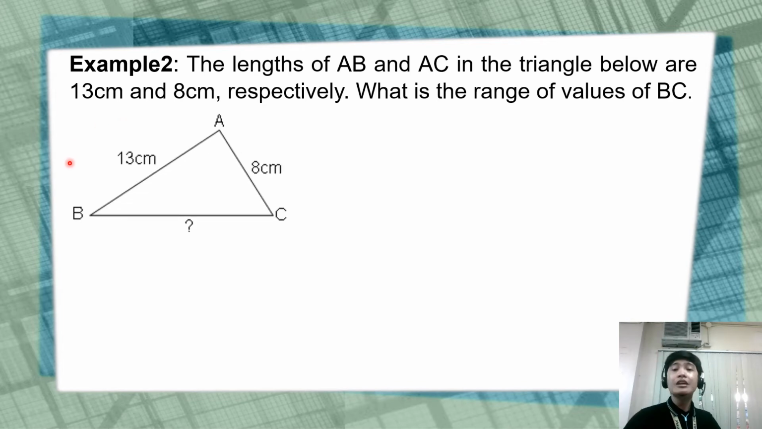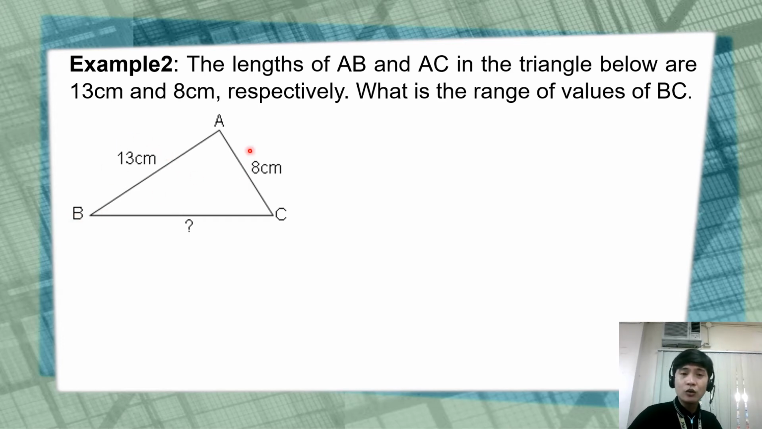Okay? Sinasabi po dito na si segment AB daw, ito ay 13 cm. And segment AC ay 8 cm. Now, ano daw yung mga posibleng maging sukat o range of values ni BC? So, ito po ay application pa din ng triangle inequality theorem, na sinasabi natin sa triangle inequality theorem na the sum of any two sides of a triangle is always greater than the measurement of its third side.